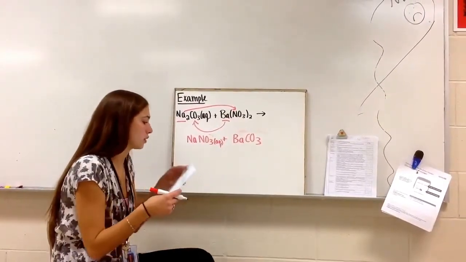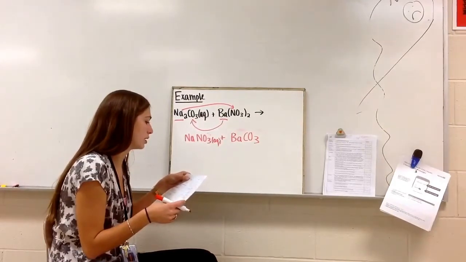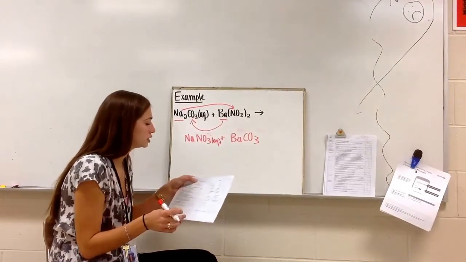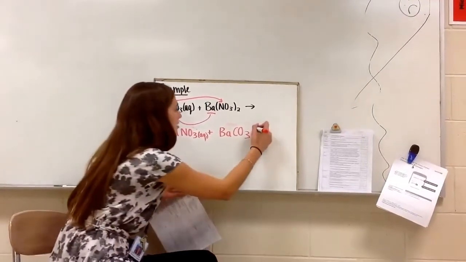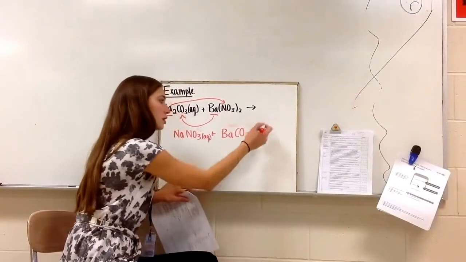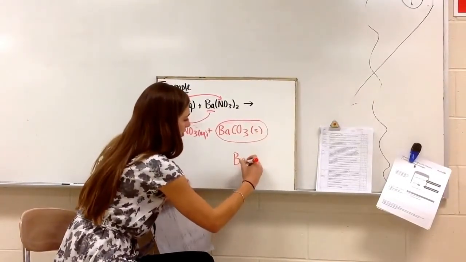So now we have to worry about our carbonates. So all carbonates and phosphates except for group 1A and ammonium. So barium is not in group 1, so we know that this is going to have to be our solid. We're going to circle our solid and write that as our product.